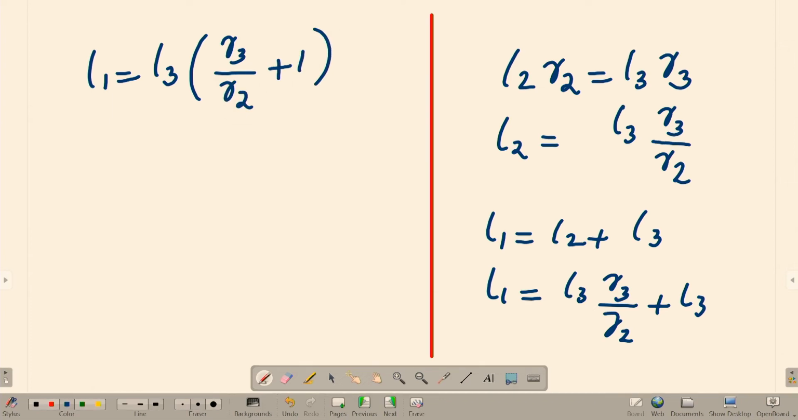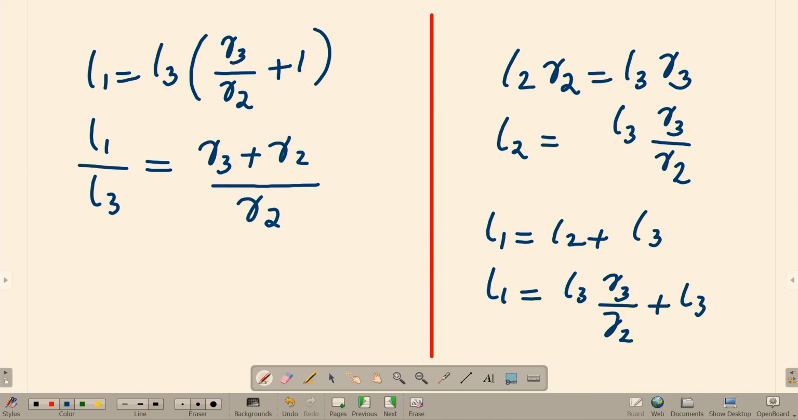So we can take the ratio I1 divided by I3 is going to be equal to R3 plus R2 divided by R2. Fine. So we are looking for the value I3 divided by I1 which is equal to R2 divided by R2 plus R3. This is the correct answer.